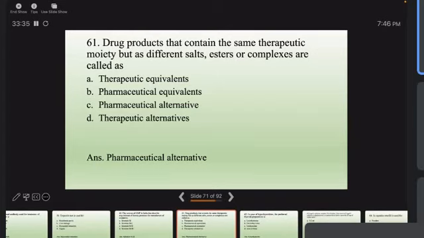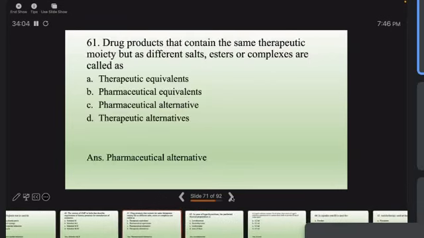Okay, so I think you have got it. So therapeutic you can mention when they are mentioning how the response to the particular drug is. Just keep that in mind. Now here they have mentioned different salt, esters or complex, so that becomes alternative. Okay, now let's move on to the next one.